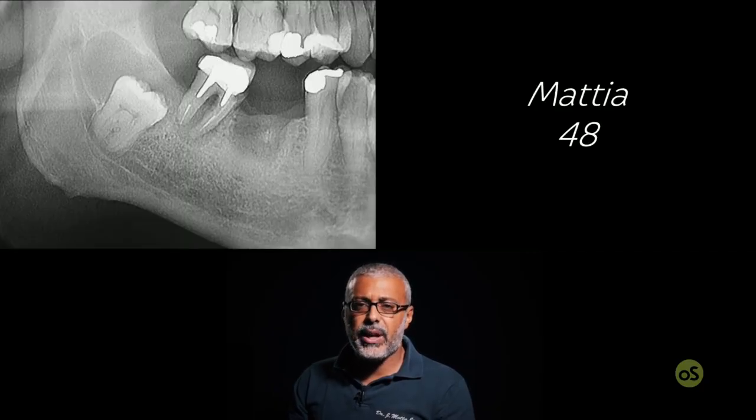Let's look at the case. We have Mattia with a 4.8 and also the 4.7 that has to be extracted, and also an associated bone lesion, which is a follicular cyst.